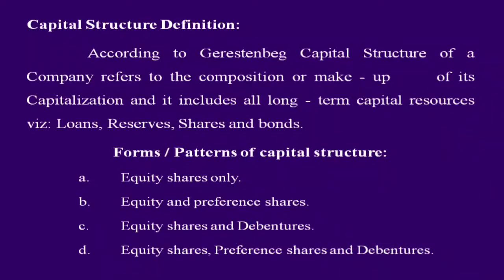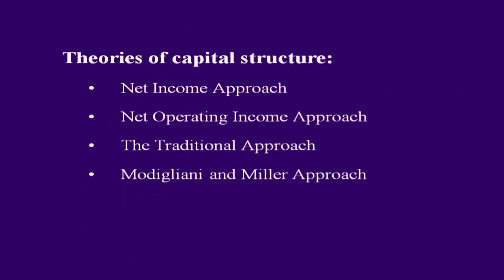These are the forms or patterns of capital structure. First one is equity shares only, equity shares and preference shares, then equity shares and debentures, then equity shares, preference shares and debentures. Okay, these are the theories of capital structure. We have four important theories. First one is net income theory, net operating income theory, the traditional approach and Modigliani and Miller approach.